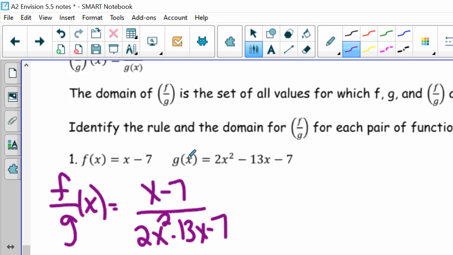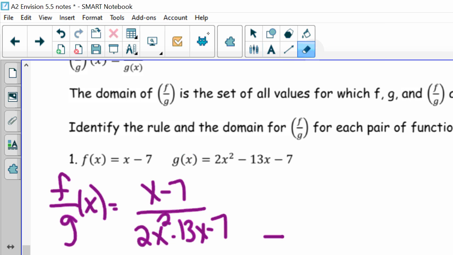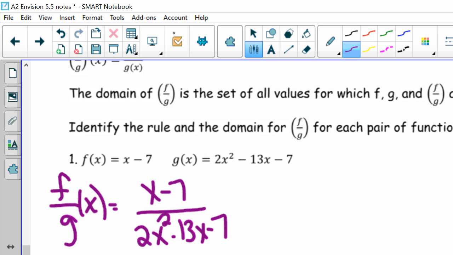But remember that we can't leave it like this. We want to completely simplify, which means factor if possible. So if I was going to factor this, 2 times 7 gets me negative 14x squared. I'm trying to get a negative 13x. I could do that with a negative 14x and a positive 1x. So I'm going to rewrite this as 2x squared minus 14x plus x minus 7. I just rewrote that negative 13x with the negative 14x plus x.